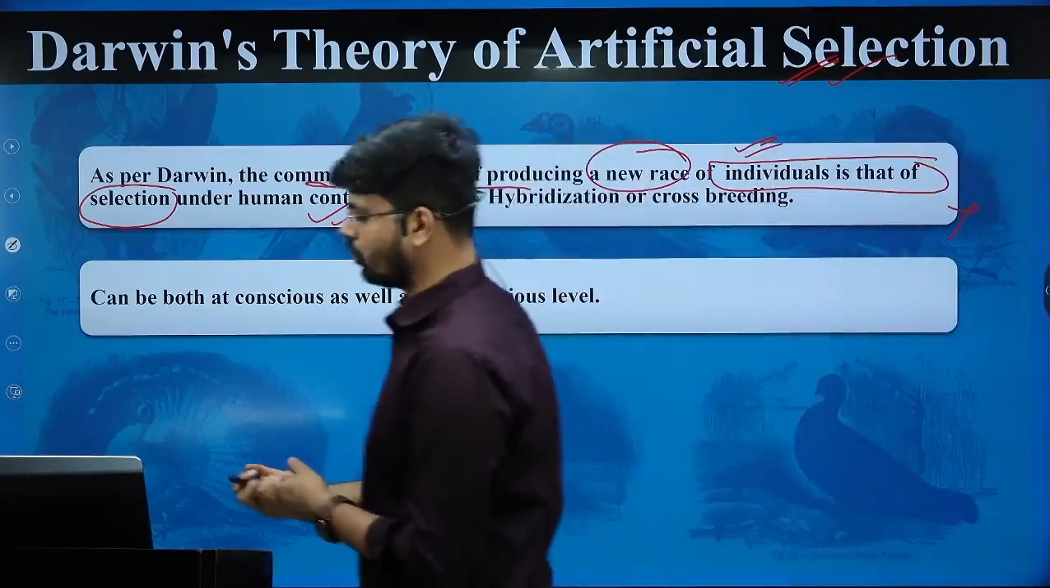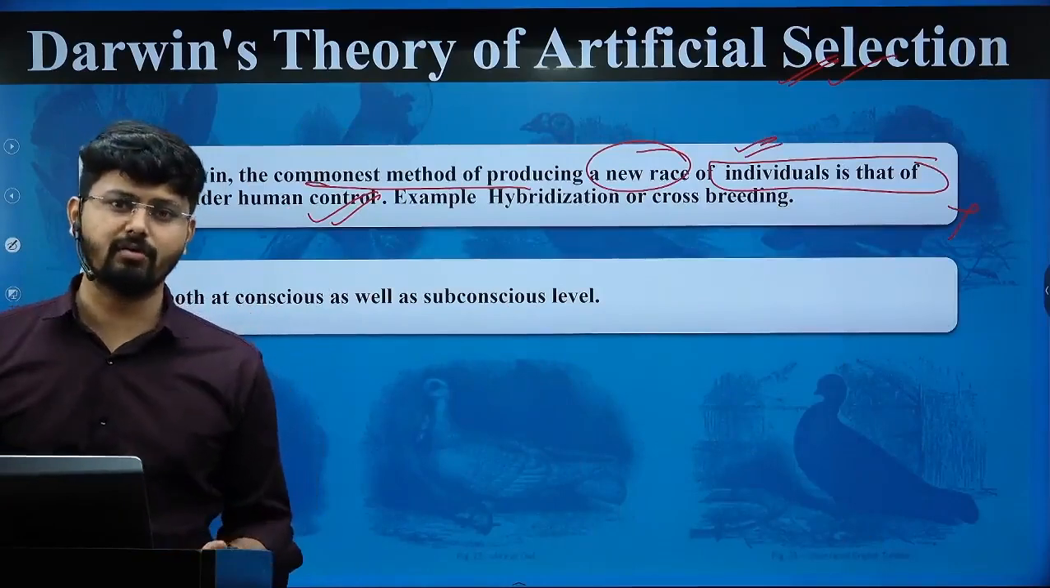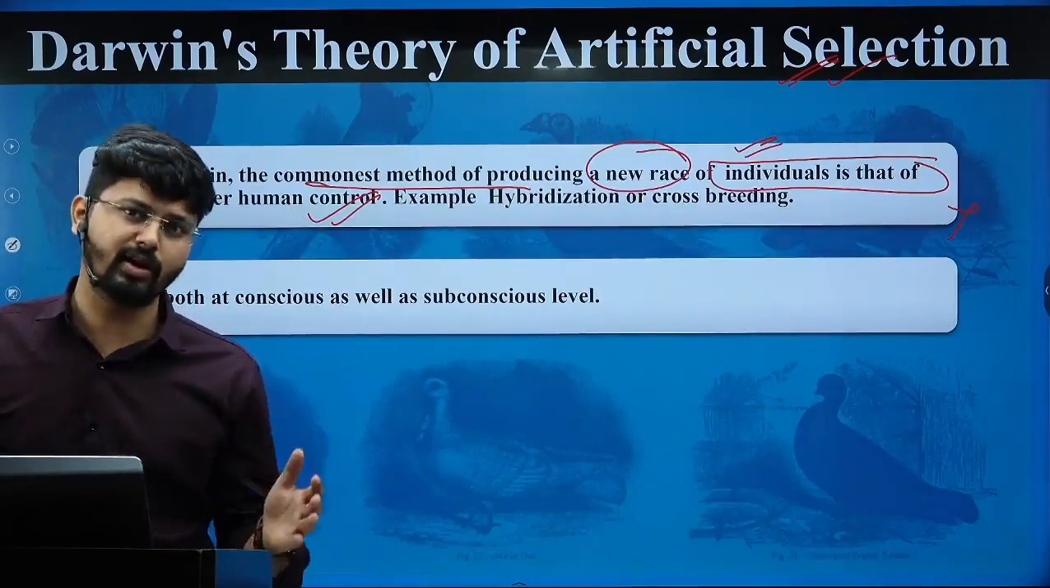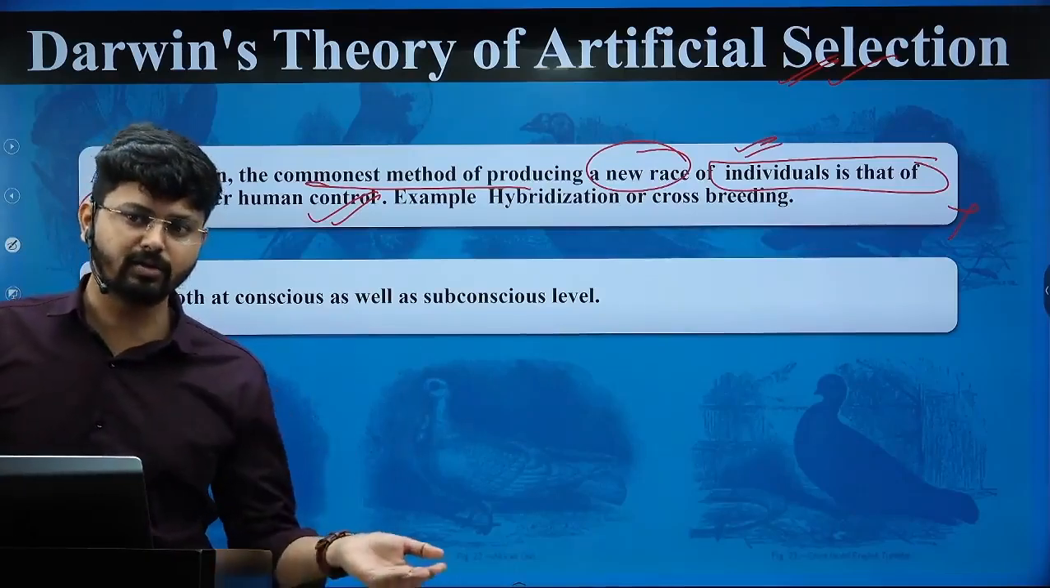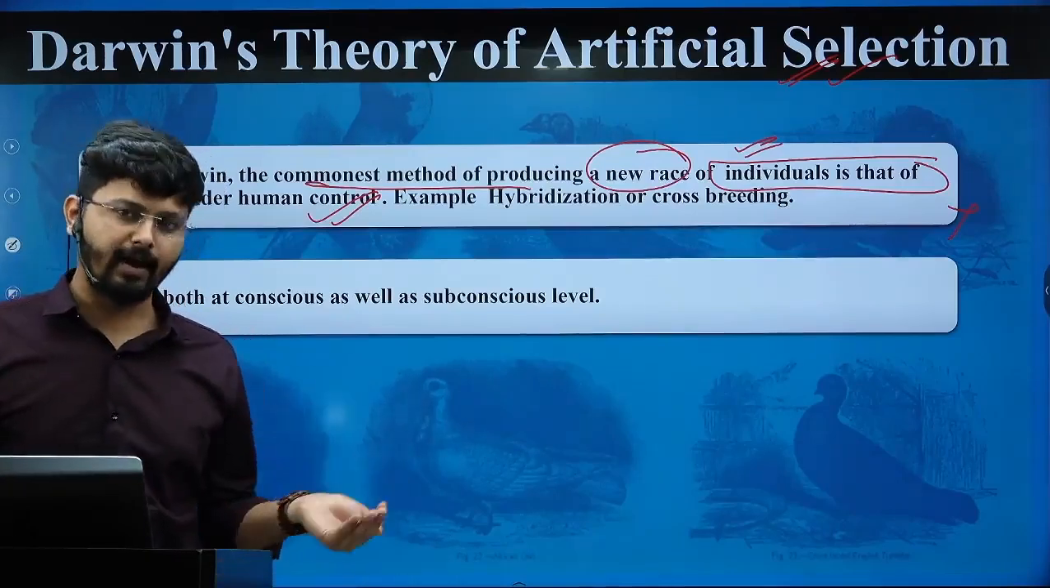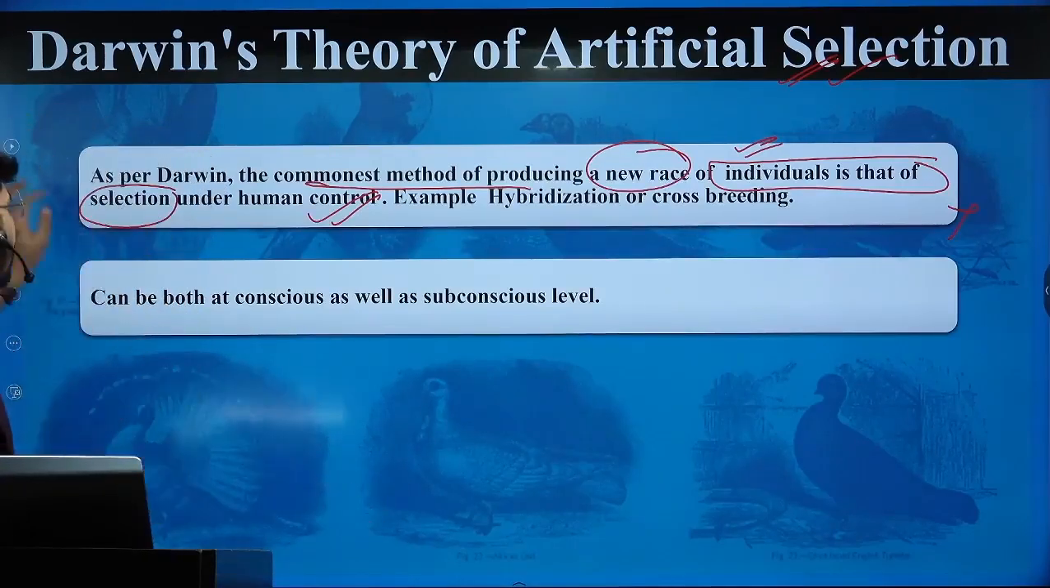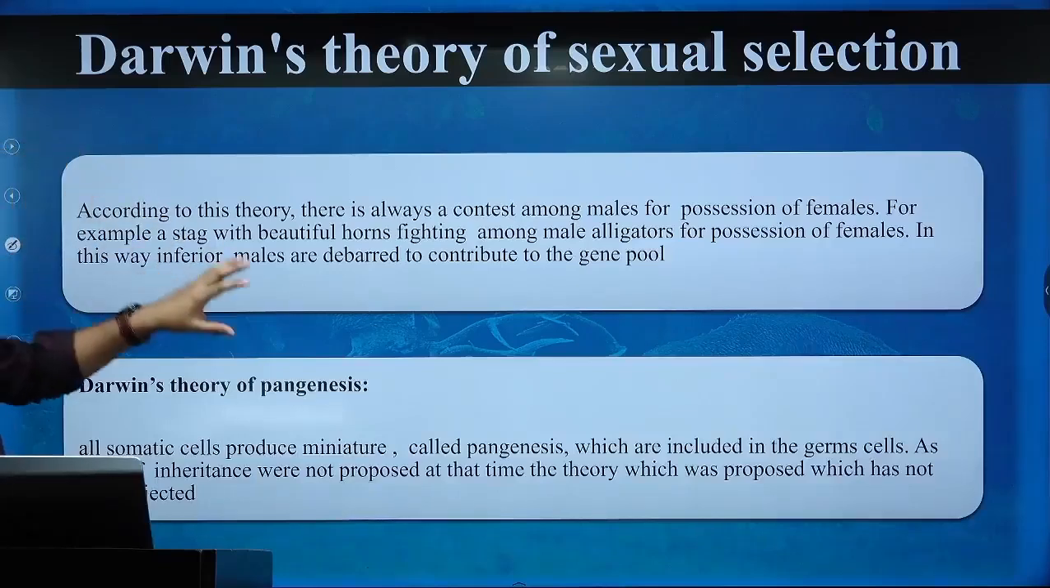Okay, so it can be at either the subconscious or conscious level. Sometimes you wantedly make a choice to create a new race, and sometimes you randomly, at the subconscious level also, make a choice. And next, Darwin's theory of sexual selection.